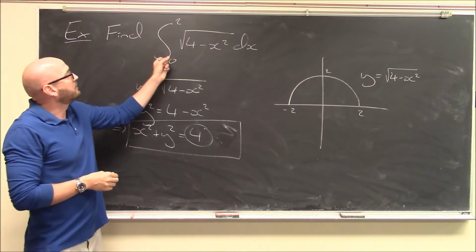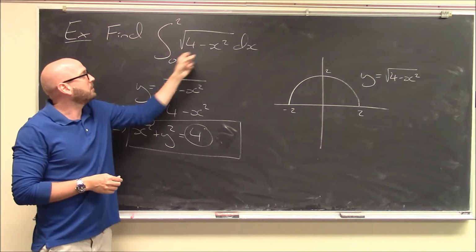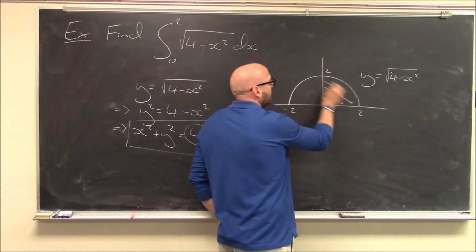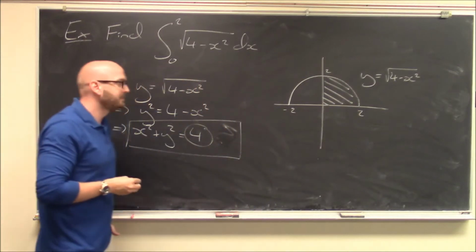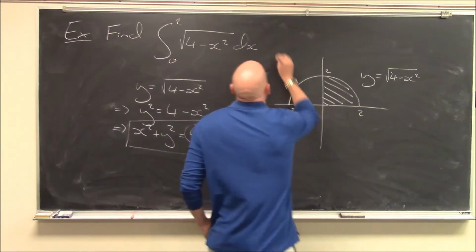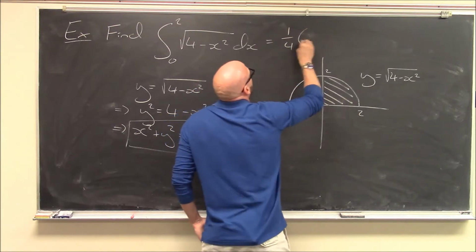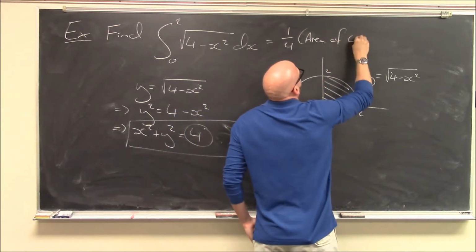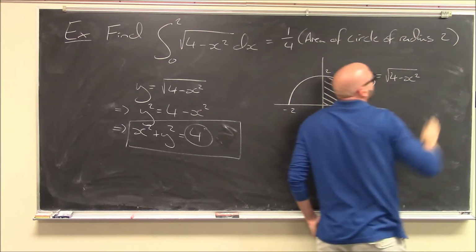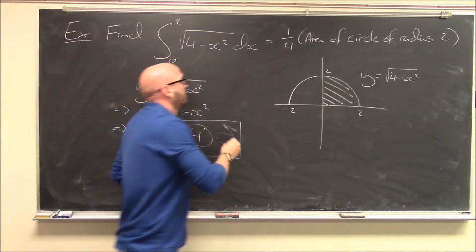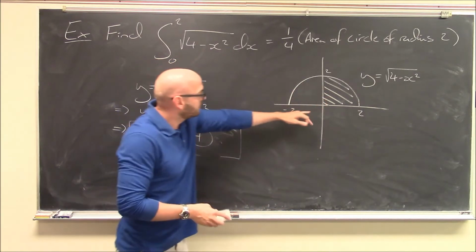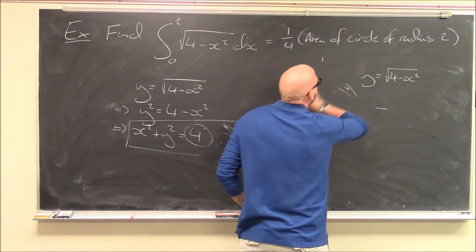What's this question asking for? This symbol represents the area under this curve as x ranges from 0 to 2. So it's asking for that area. Well, that area is just a quarter of this circle, right? So this integral is going to be 1/4 of the area of a circle of radius 2. I should have drawn this a little bit lower, but there's what we're working with. Circle radius 2, so now we'll just finish the computation.